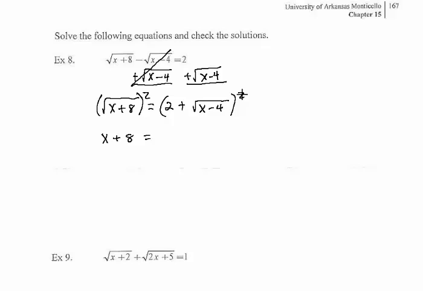Alright, the right hand side is the square of a binomial, so we have 2 squared, which is 4. We have double the cross term, so this 2 is just from doubling. We'll write another 2 for this first term, and then we'll write down the second term right beside it. So what we have here is just the product of the 2 terms and then an extra factor of 2. And for our last term, we write square root of x minus 4 squared.